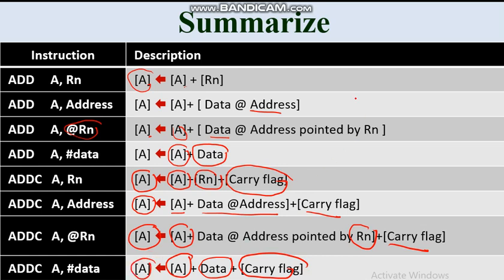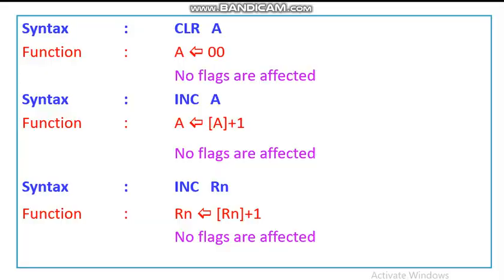The carry flag will have either 0 or 1. So CF will have only a single bit, either 0 or 1. So that 0 or 1 is added as per the instruction.